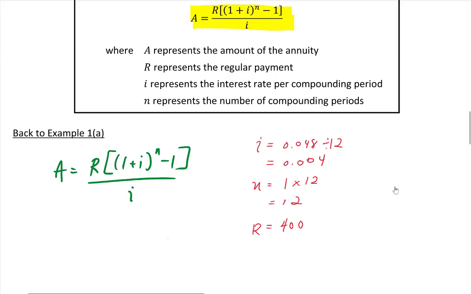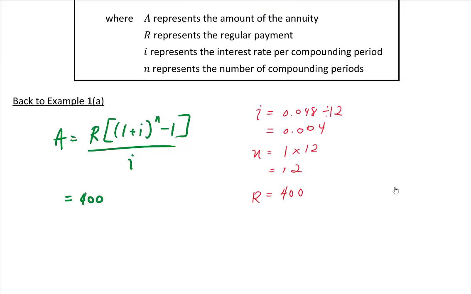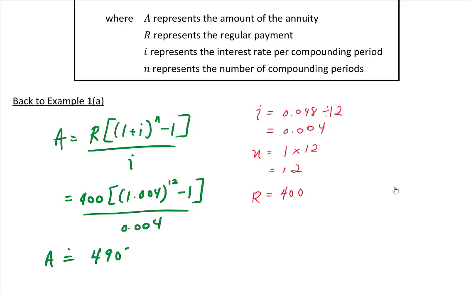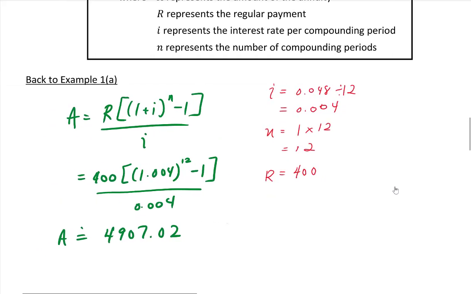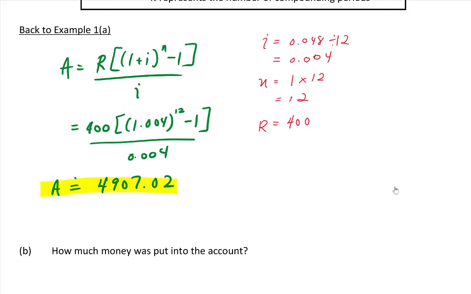So next step is to sub this all into your equation and use your calculator. So I get 400 here. I get 1 plus 0.004, close the bracket. It's going to sit there for 12 months. I'm going to minus 1 and divide everything by 0.004. So on your calculator, if you put the brackets in the same spots that are here, you should be able to determine the amount of this annuity. So when I do this, I get $4,907.02. So that is the amount of this annuity. If you put in $400 every month for 12 months, you'd end up with $4,907.02, which includes your interest.